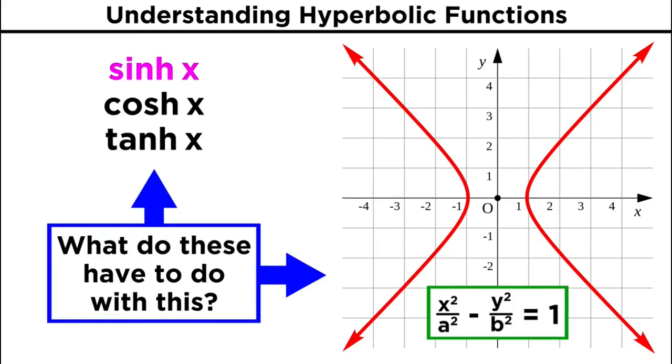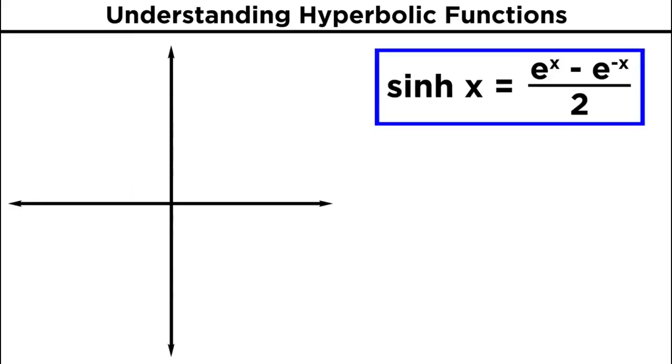Well, let's look at hyperbolic sine x. This is equal to e to the x minus e to the negative x, over 2. Now, what does this mean graphically? Well, let's take this expression and break it up into two terms: 1/2 e to the x minus 1/2 e to the negative x.